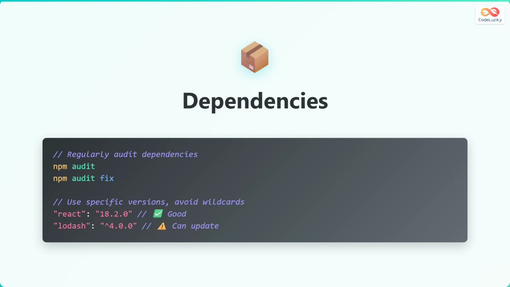Managing your project dependencies is crucial for security. Regularly audit your dependencies for known vulnerabilities using tools like npm audit. This command scans your project's dependencies and reports any security issues. Use specific versions of dependencies in your package.json file to avoid unexpected updates that could introduce vulnerabilities. Avoid using wildcards or range operators that allow automatic updates to newer versions.